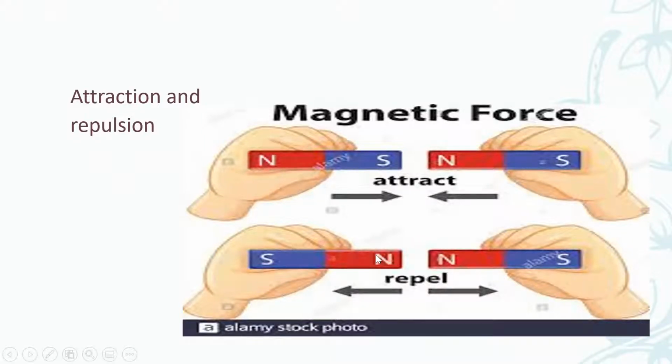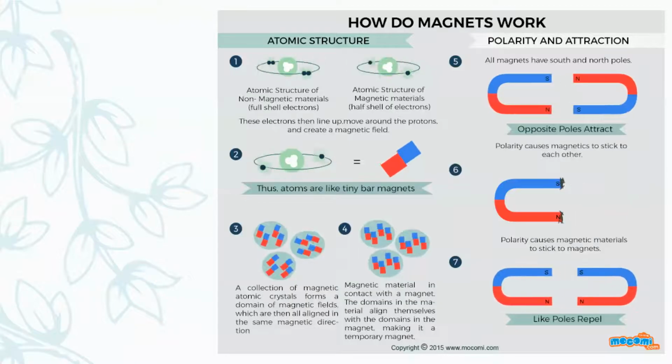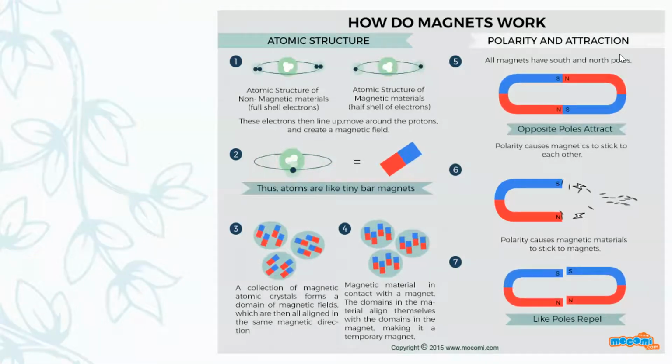For example, if the north pole comes closer to the north pole of another magnet, then a repulsive force will be experienced there, and as a result, they will move away from each other. Similarly, in the case of south poles, if you bring the south poles closer towards each other, then these poles will repel each other. So this is all about attraction and repulsion. Here in this figure, you can clearly see how the magnets work.